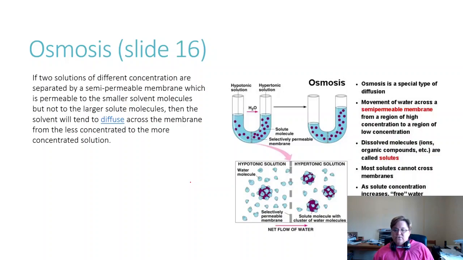So as that solute concentration increases, the free water concentration then decreases. And make sure you understand the hypertonic and hypotonic terms. So osmosis is a special type of diffusion where movement of water moves from an area of high concentration to an area of lower concentration. Frequently this happens because of differing size molecules on either side of the semipermeable membrane, where some of those molecules can move and some of them cannot.